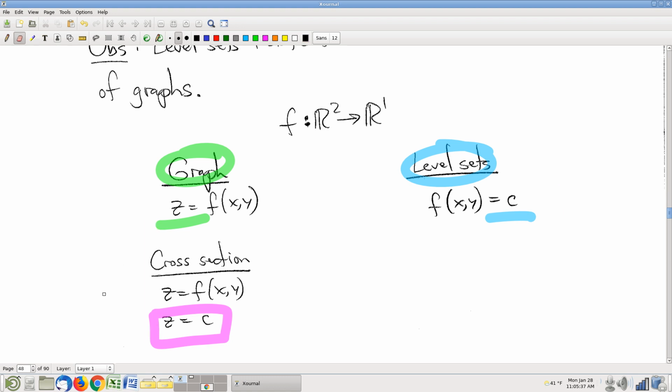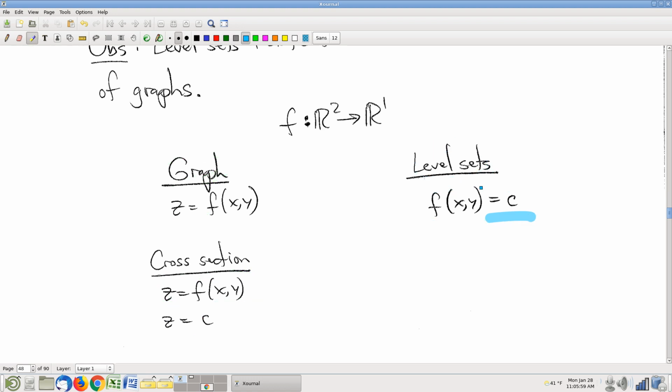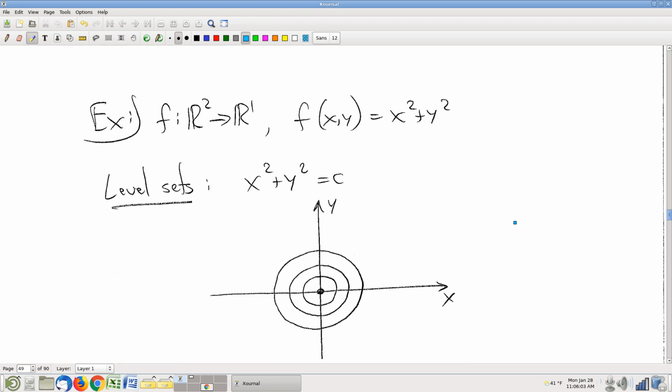Said differently then, a cross-section of a graph gives you an equation for a level set. So a little bit of an oversimplification would be to say that cross-sections of graphs are level sets. And there's a little asterisk I have to worry about. But anyway, let's see an example.